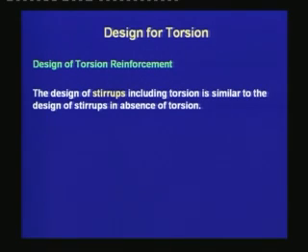The design of stirrups, including torsion, is similar to the design of stirrups in absence of torsion. Again, in the design for shear, we had studied how to calculate the steel and provide the spacing. When there is torsion, the design is similar to the procedure for shear, except that the expressions of the amount of torsional reinforcement and the spacing are different when there is torsion.